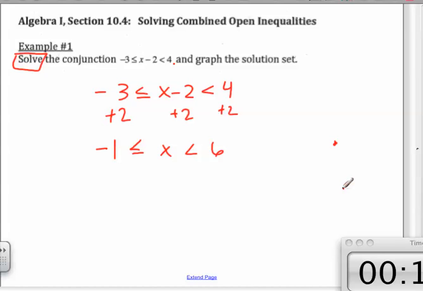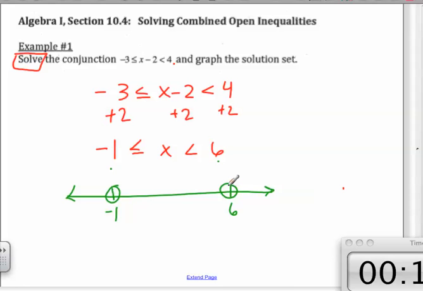Now, that's it. It's solved now because the x is by itself, but I've got to graph it. So now I've got two critical numbers: negative 1 and 6. Always make sure that the number on the left is smaller than the number on the right. That's just a rule that we always follow. I'm going to put a circle around the two critical numbers.